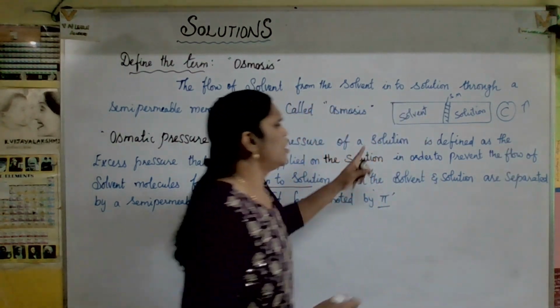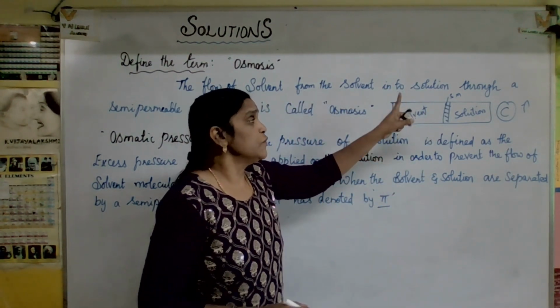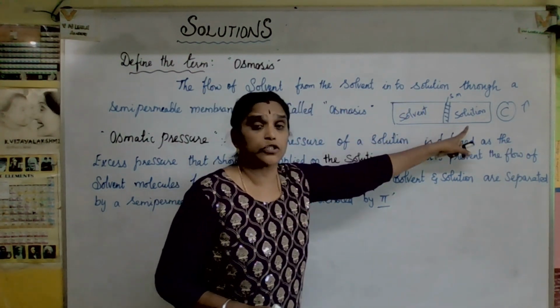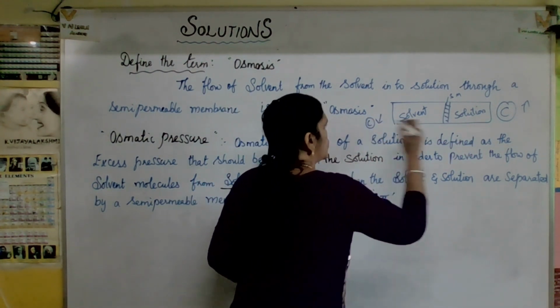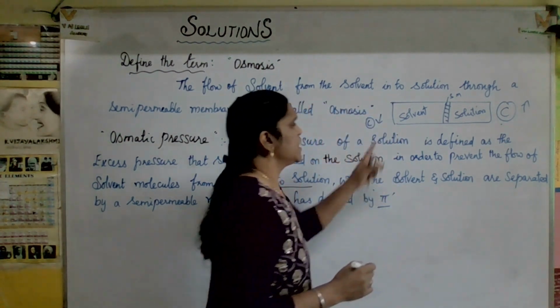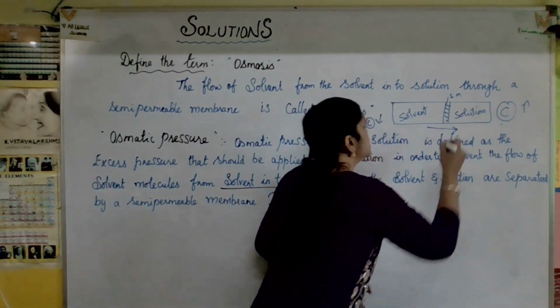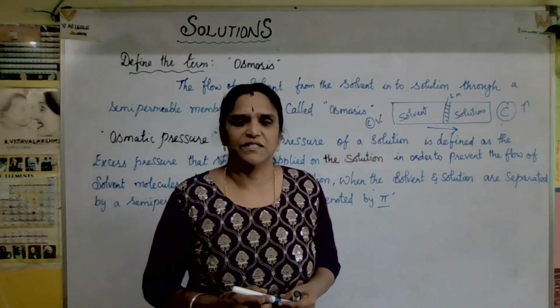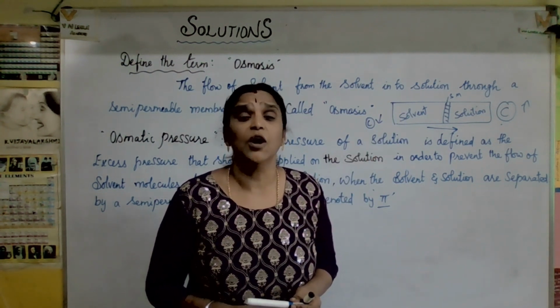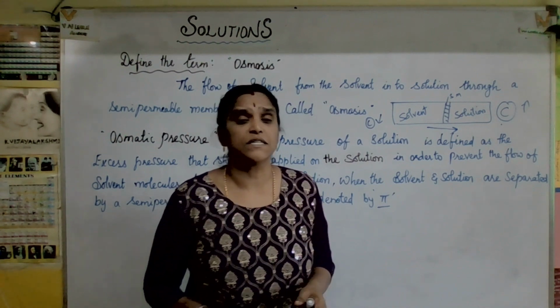So the flow of water molecules from the solvent into the solution, that means from lower concentration to higher concentration, through a semi-permeable membrane, is called osmosis. Hope you got a better idea: what do you mean by osmosis?